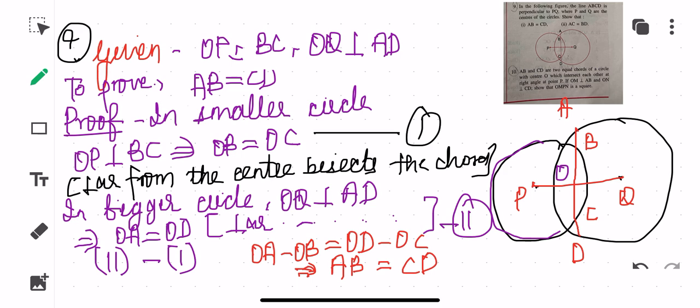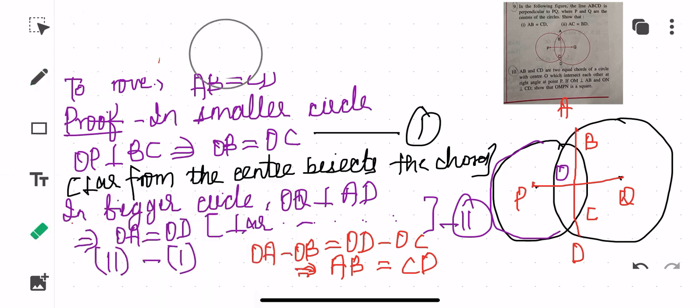Okay, so there goes your first sub question. And then for the second sub question, what are you going to write, children? This is also an easy one.